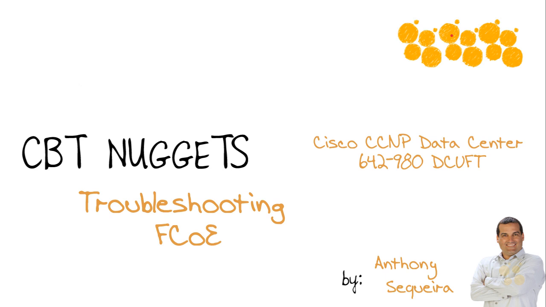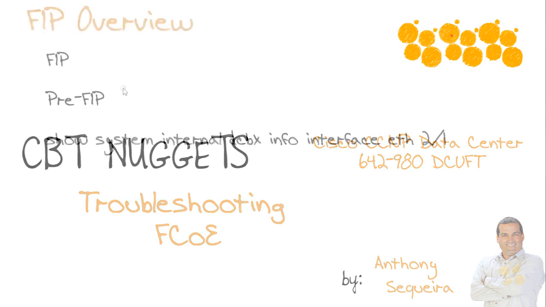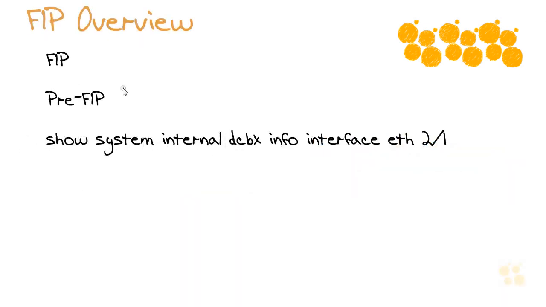In this particular nugget, we're going to take a look at troubleshooting issues for Fibre Channel over Ethernet. In particular, we're going to focus on Fibre Channel over Ethernet Initialization Protocol, something that is often overlooked and is a key troubleshooting element. So, FIP is our control protocol that's responsible for establishing and maintaining the virtual links that we have between our Fibre Channel over Ethernet devices.